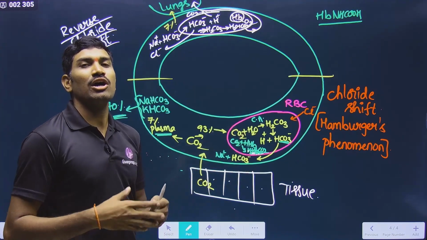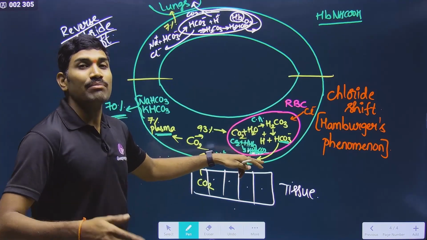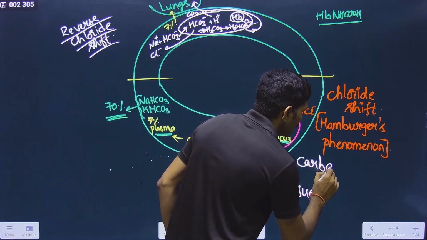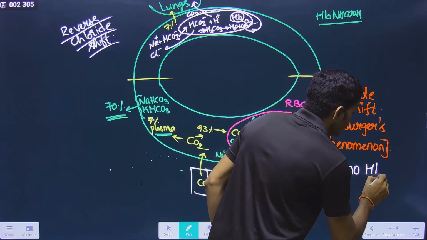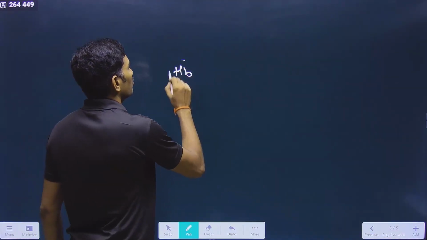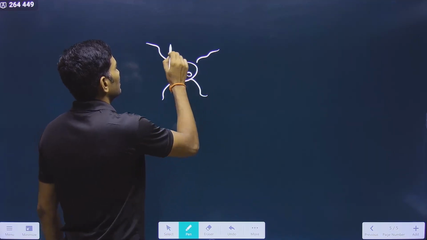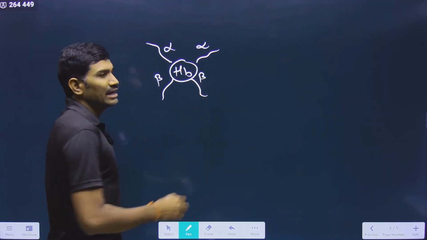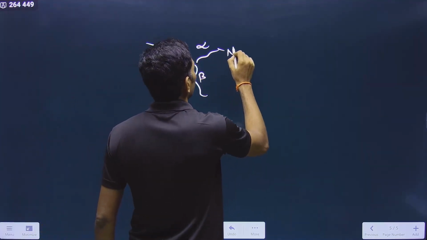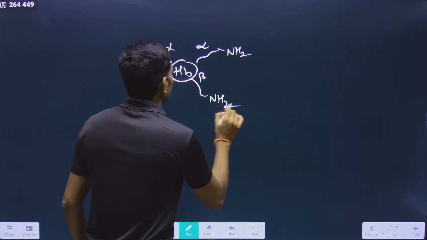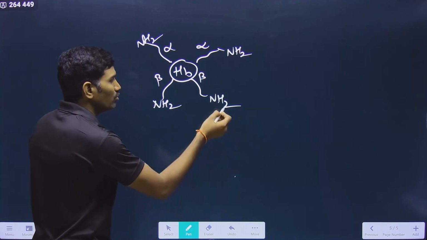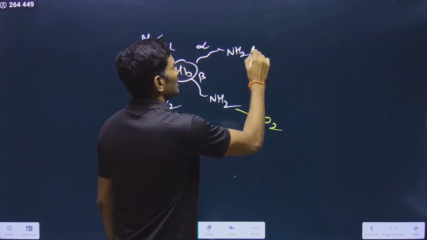So finally it is forming the carbamino hemoglobin. I will write it here: carbamino hemoglobin. Why is it called amino? Please understand this. In the hemoglobin structure, which I am drawing roughly, there are 2 alpha chains and 2 beta chains. What are these chains? They are proteins, made of amino acids. An amino acid has an amino group here. Yes or no? And to the amino group of these particular chains, this CO2 is attached.